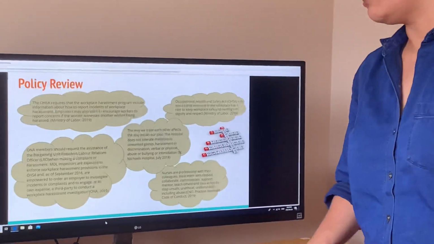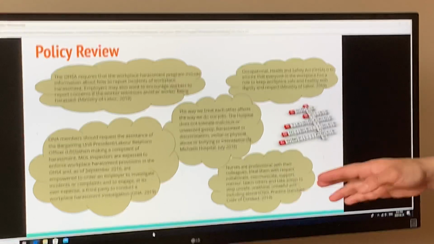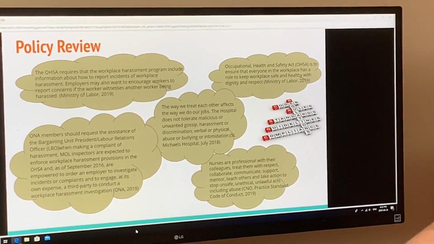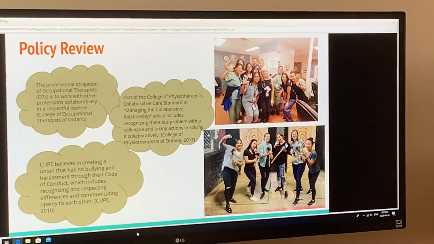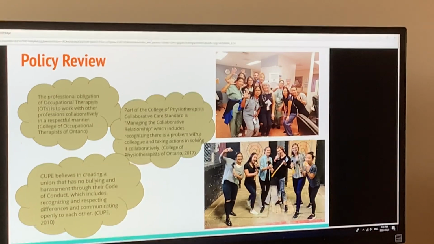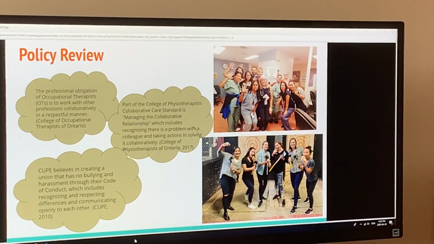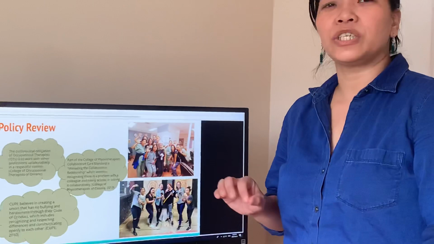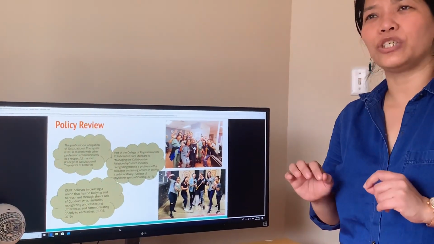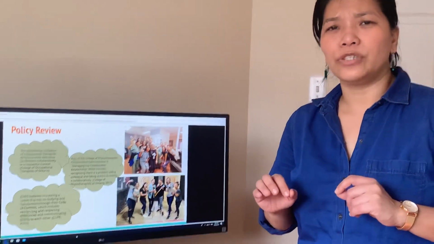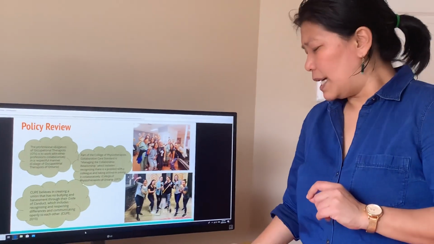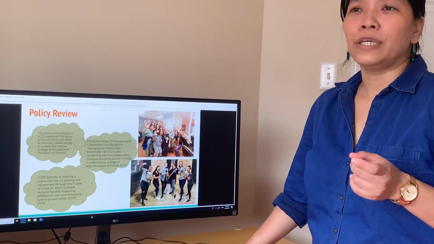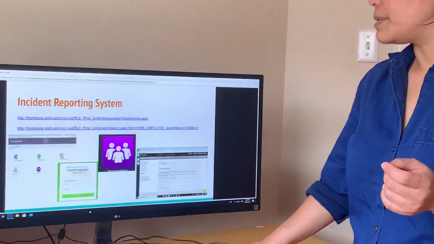So the policy reviews: we looked at the policy of the Ministry of Labour, we looked at policies of corporate, of the hospital, of ONA, CNO, the occupational therapist, professional organization, physiotherapist, QP, and everywhere it has the same underlying message, in which it outlines zero tolerance for workplace bullying and harassment. And it's a mandate for the employers to provide a safe working environment for their employees.